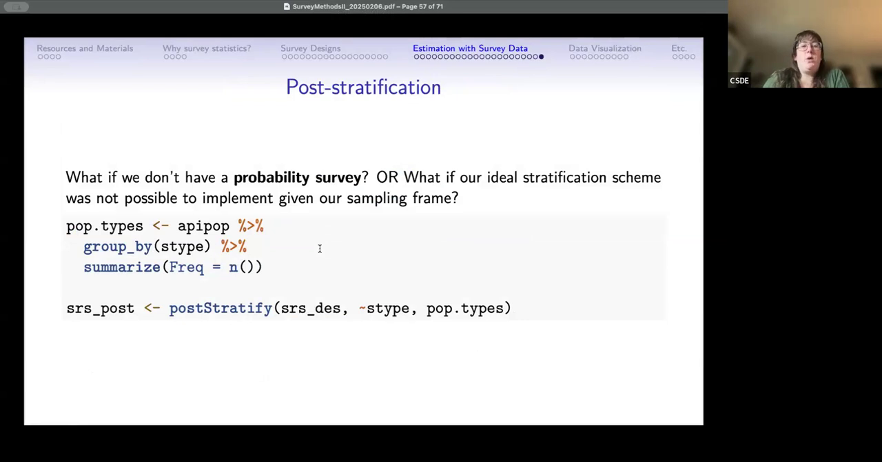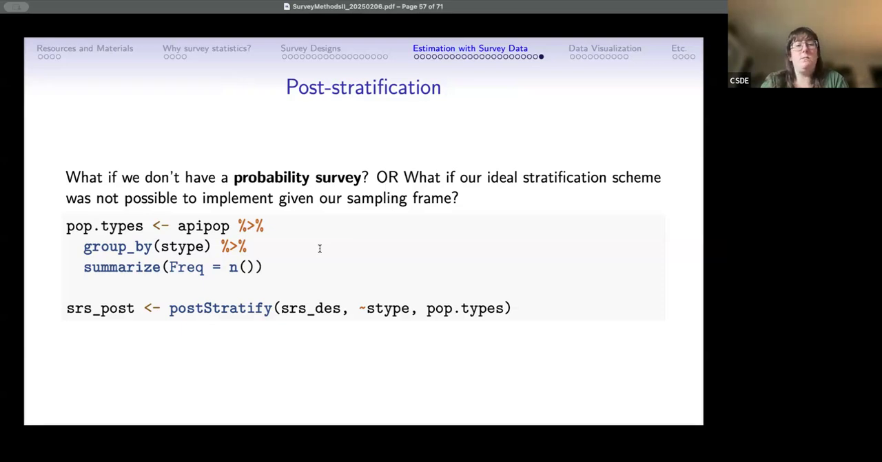If we don't have a probability survey, so all of this is when we have a really carefully carried out survey, what do we do? Or what if we wanted to do some sort of stratification, say on race or something, but we actually didn't have that in our sampling frame? We didn't have any way to do that. We might use post-stratification for that. There is a post-stratify function.